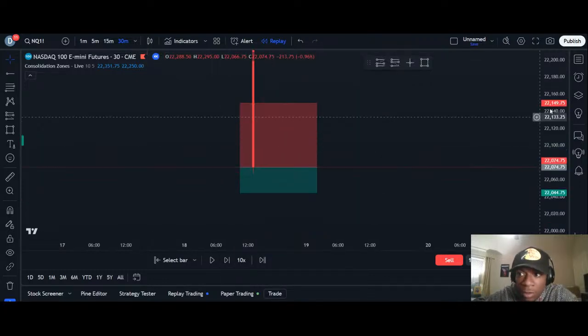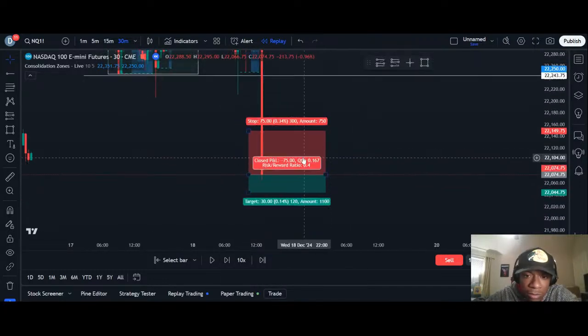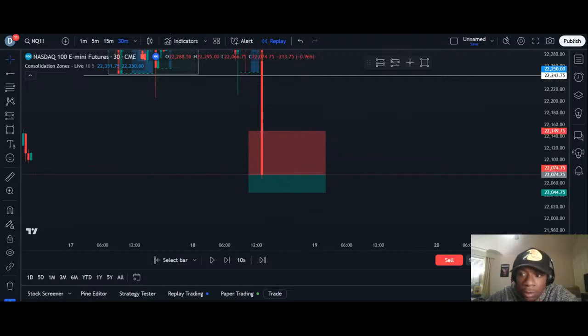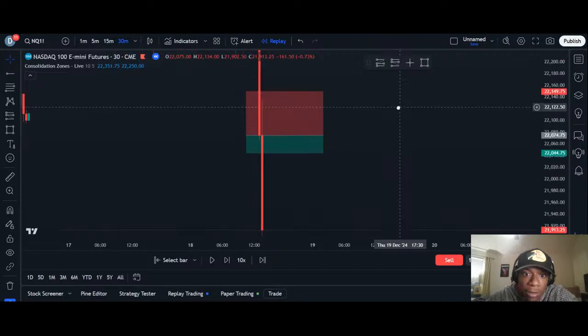So if you was on a 30-minute time frame, it would look something like this: a 300 tick SL, 120 tick TP, and let's see if it plays out. TP smash. So it's all relative. I mean, the strategy works no matter what time frame, but you will have to adjust it to how you like to do it.